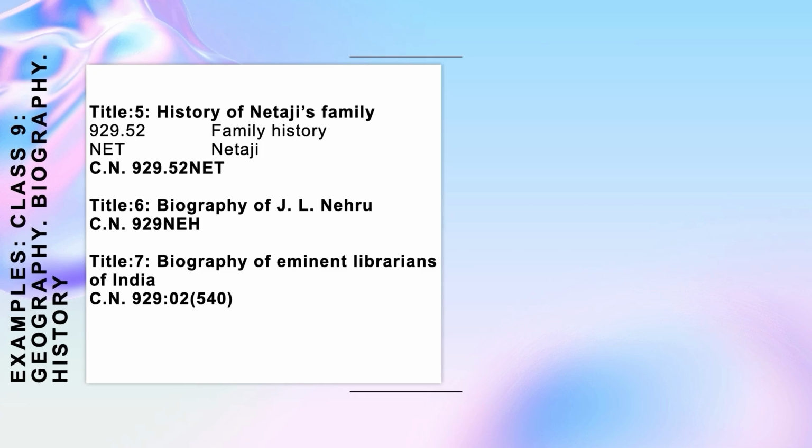In title 7, Biography of Eminent Librarians of India. So there is an instruction, that is 9 to 9 is biography, then :02 for the subject library science. And then put within parenthesis 540 for India. So the class number will be 9 to 9 :02 within parenthesis 540 for Biography of Eminent Librarians of India.